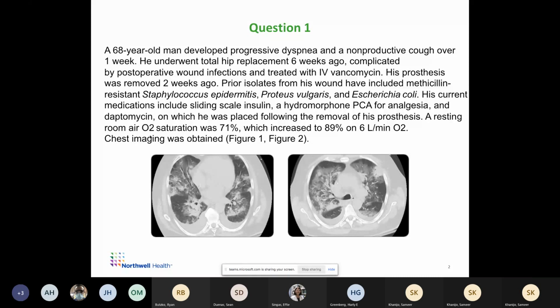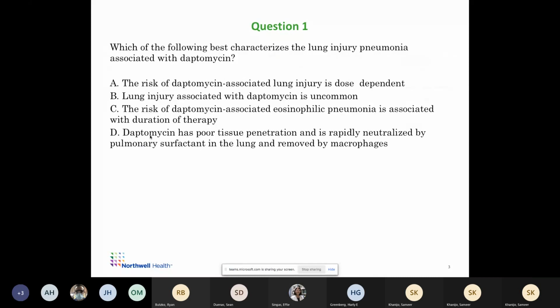A resting room air O2 sat was 71%, which increased to 89% on 6 liters O2. Chest imaging was obtained as below, and you see some pleural effusions, bilateral opacities. And so the question really is, which of the following best characterizes a lung injury pneumonia associated with daptomycin? And I'll let you guys think about it and talk about it.